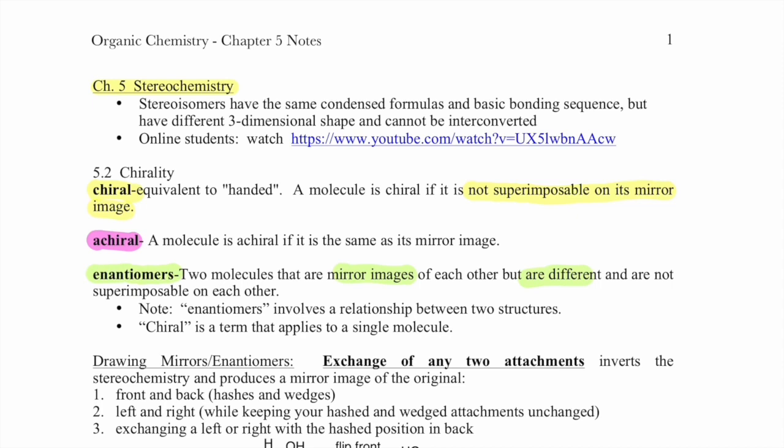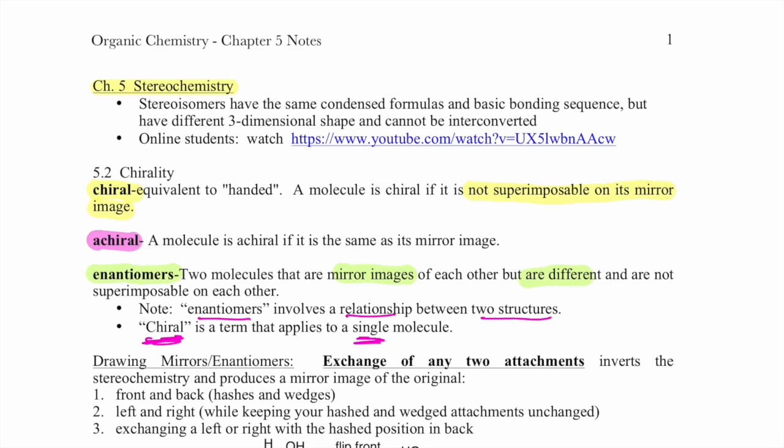But note, enantiomers involve a relationship between two structures. You always have to have two different structures. Chiral can actually be talking about a single molecule. So if I say enantiomer, I have to compare it to something else. I can talk about any one object or molecule as chiral or achiral.